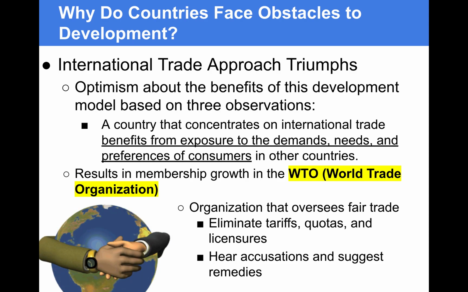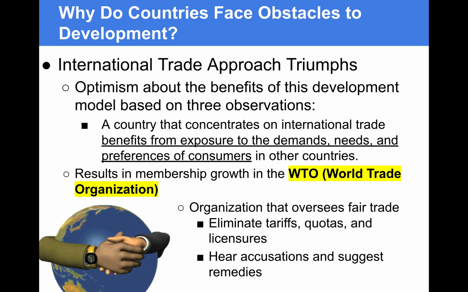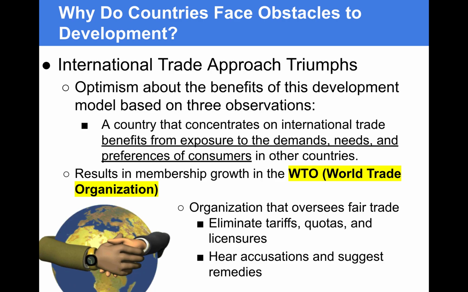All right, and then you have the World Trade Organization. This now adopting of several countries shifting to the international trade approach.